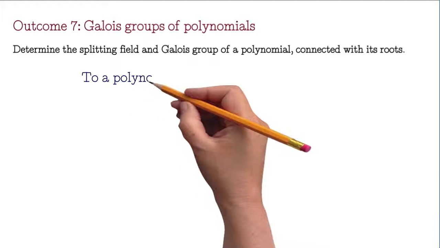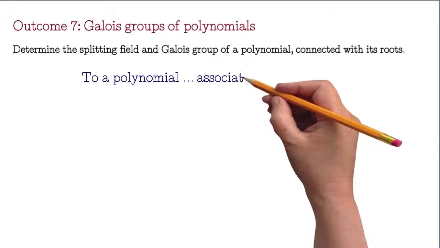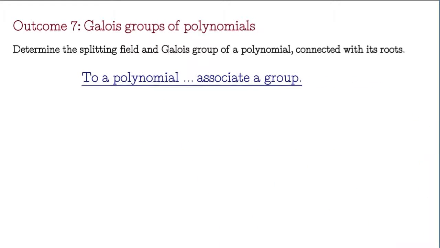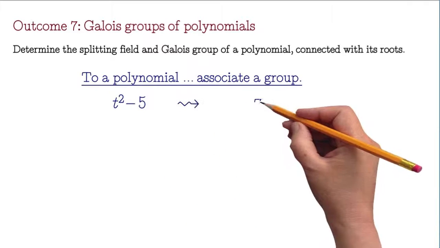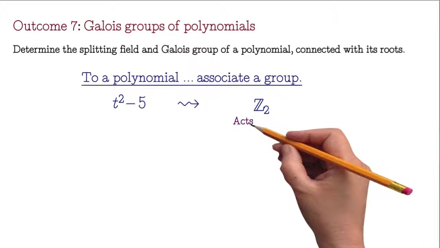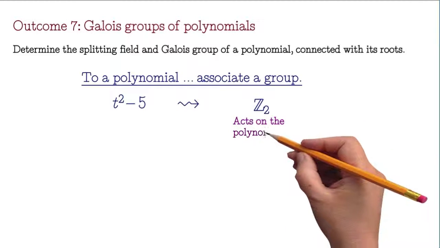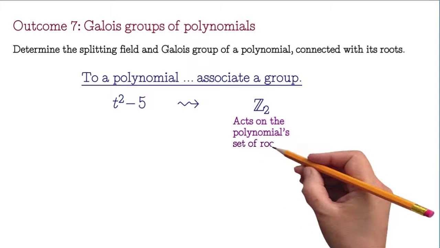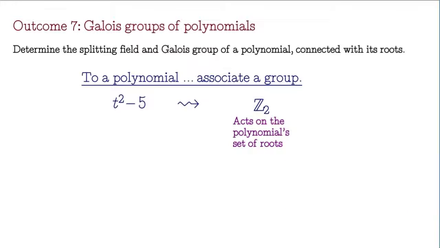The basic overview is that to a polynomial we're going to associate a group called its Galois group. So for instance, to the polynomial t squared minus 5 we might associate the group Z mod 2. The purpose of that group is going to be manifold, but one of them is that that group is going to act on the polynomial's set of roots. This is again a group action in the way we talked about in outcome number 3.